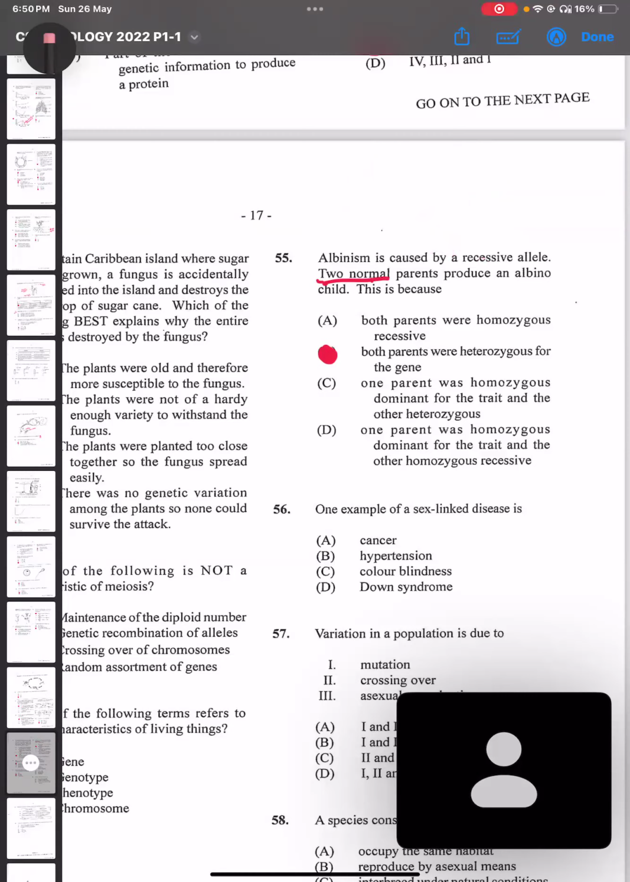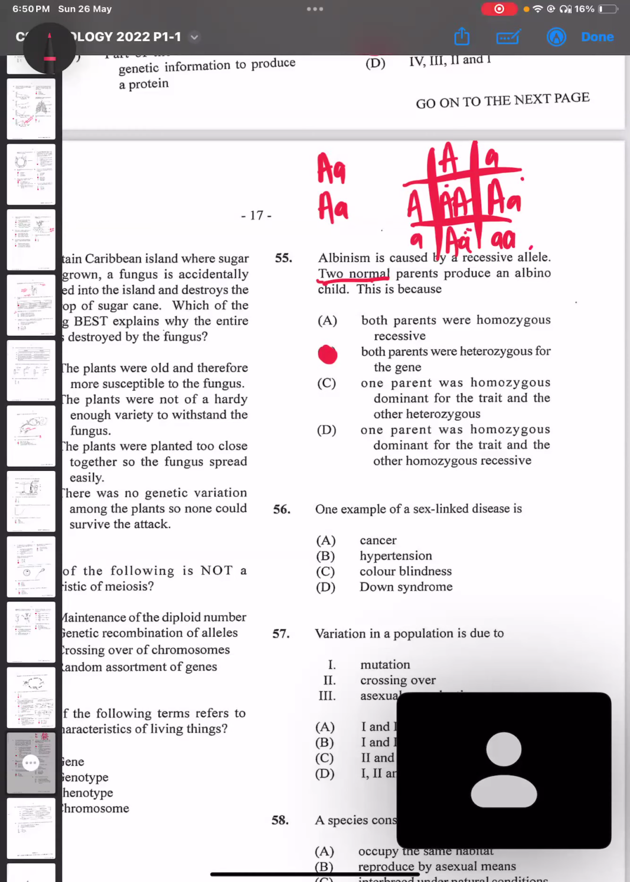If you had both heterozygous parents, always know that when both parents are heterozygous, you always have a 25% chance of having a child that has the recessive allele. So you're going to end up with a possibility of having two heterozygous offspring, one homozygous dominant and one homozygous recessive.